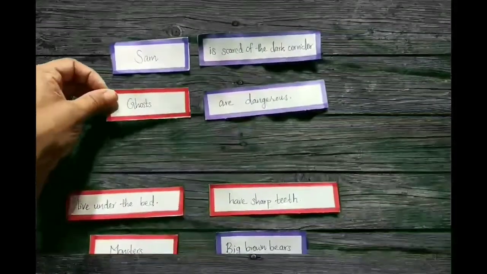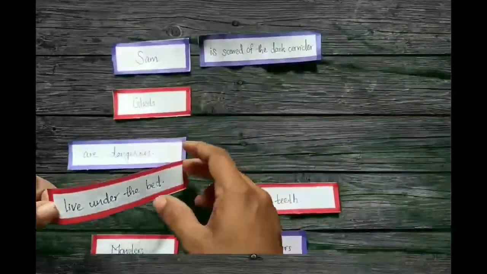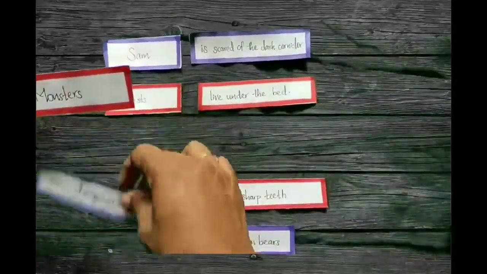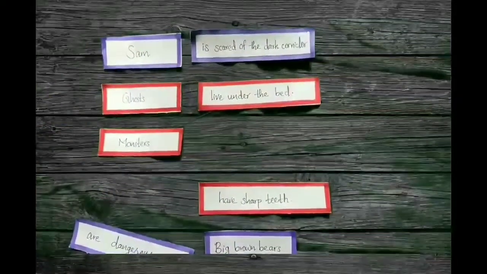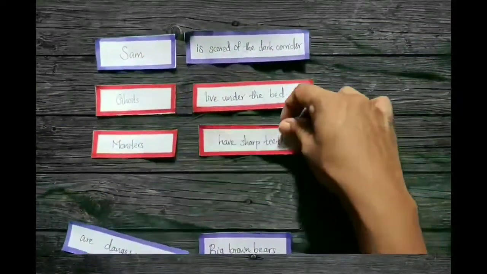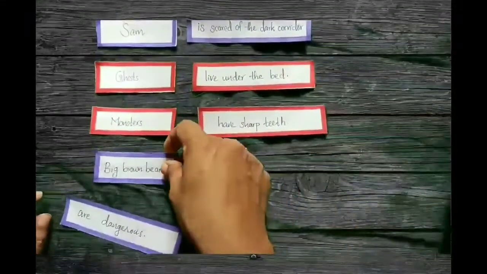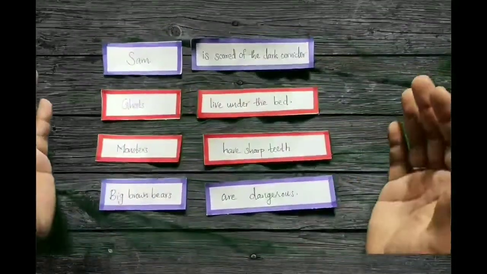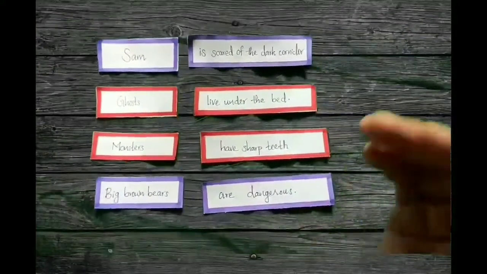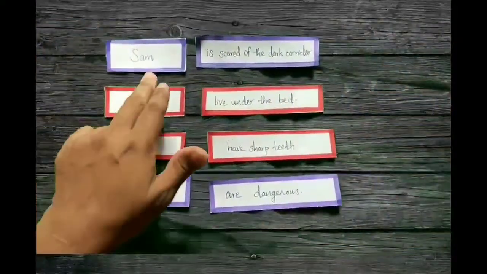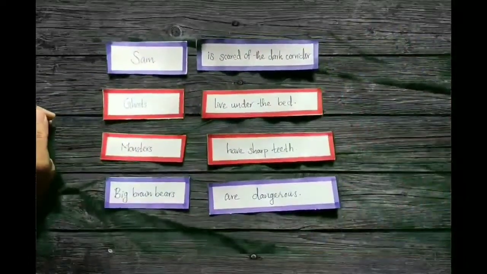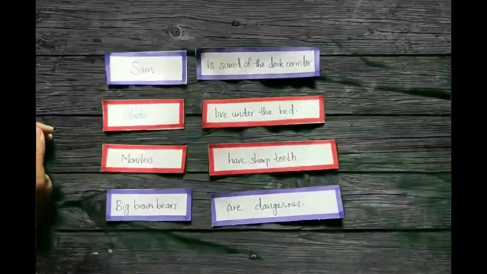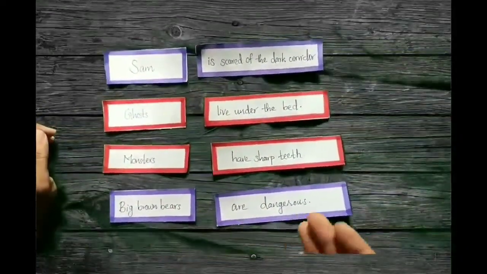Then, ghosts. Ghosts live under the bed. Then, let's take another naming word like monsters. Monsters have sharp teeth. Then, big brown bears are dangerous. So dears, by using these paper sheets, we have made some sentences like Sam is scared of the dark corridor, ghosts live under the bed, monsters have sharp teeth, and big brown bears are dangerous.